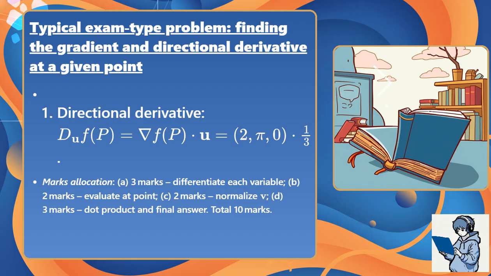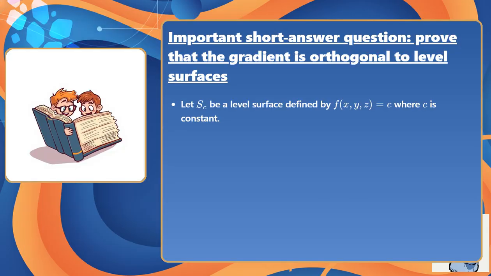Total 10 marks. Let S sub c be a level surface, defined by f of x, y, z equals c, where c is constant.